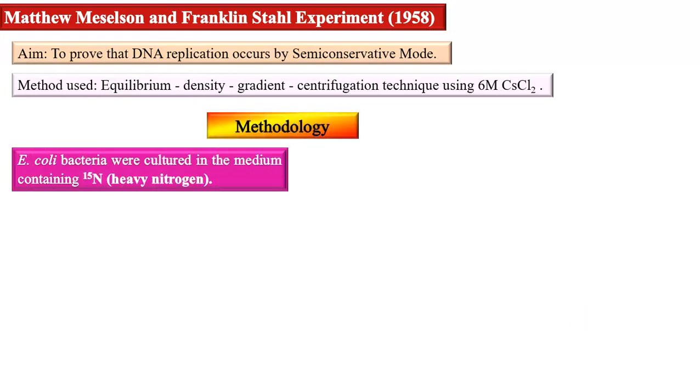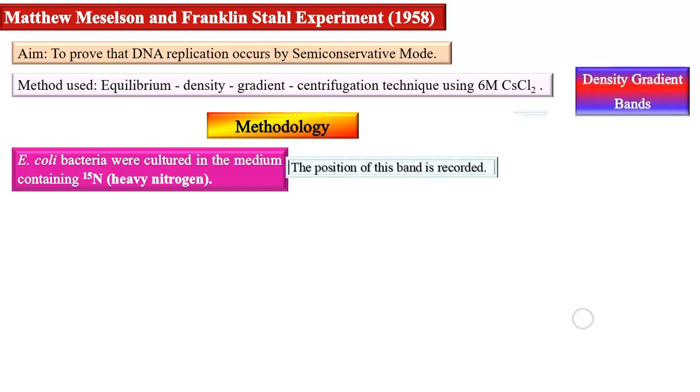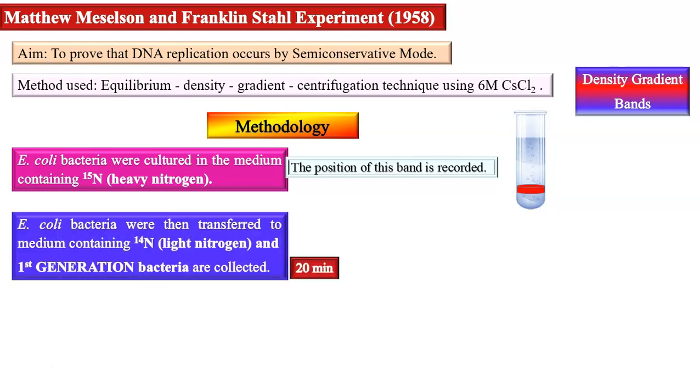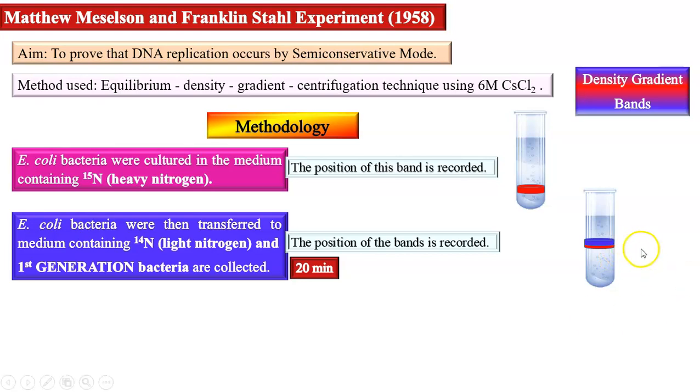The methodology. Step 1. Escherichia coli bacteria are cultured in the medium containing heavy nitrogen N15. After producing a few generations, the equilibrium density gradient band is obtained and the position of this band is recorded. Then in step number 2, the Escherichia coli cells are transferred to a light nitrogen containing medium N14 and allowed to replicate. It takes 20 minutes to get the first generation of the bacteria. A few members of the first generation of bacteria from this medium are collected. At equilibrium point, the density gradient band was obtained and the position of the band is recorded.